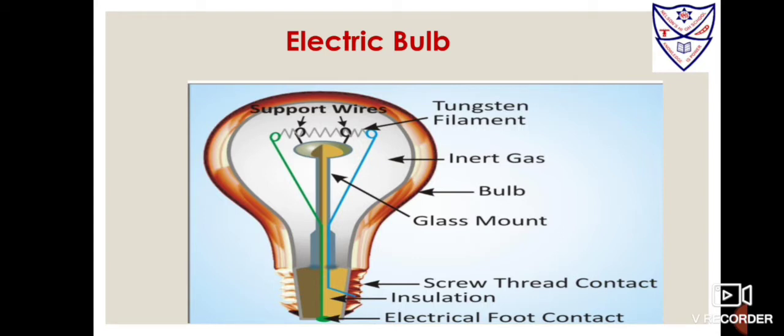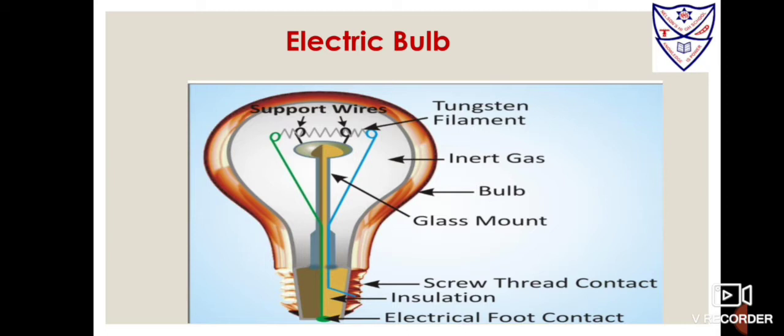Electric bulb. It has an outer case made up of glass that is fixed on a metallic base. It consists of a tiny, thin wire called a filament. It is made up of tungsten and it is fixed to two thick wires that provide support to it. One of these thick wires is connected to the metal case at the base of the bulb and the other thick wire is connected to the metal tip at the center of the base.